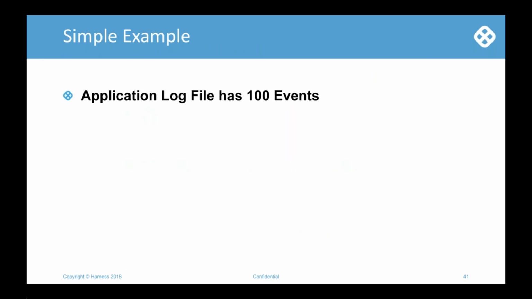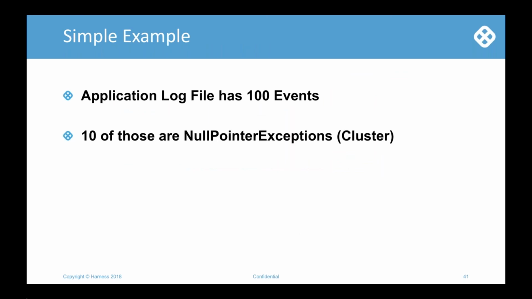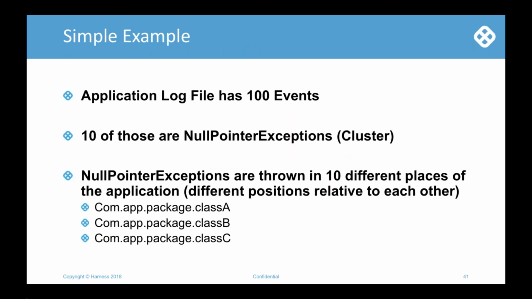So a simple example: I have an application log file with 100 events, and 10 of those are null pointers. Bottom line is those null pointers can be thrown in different services or different classes of the application. As a developer, you need to know that because not all null pointers are the same. You might have 9 of those null pointers that were thrown in class C, and that happens in every deployment, and it's happened for the last 5 years. Whereas you might have a null pointer that's thrown in class A, and that just happened today with today's deployment.